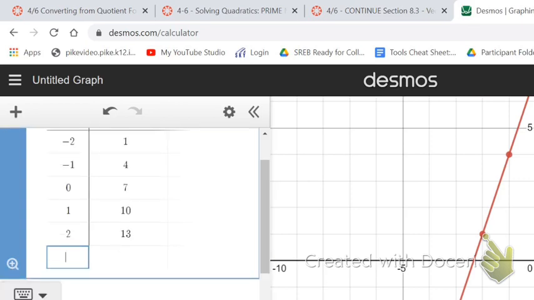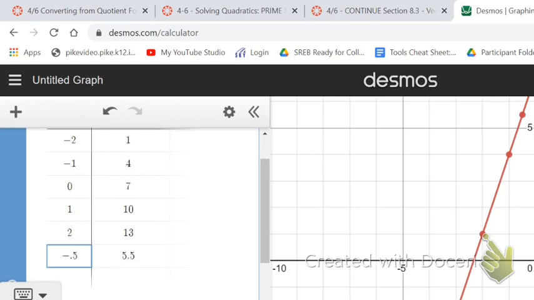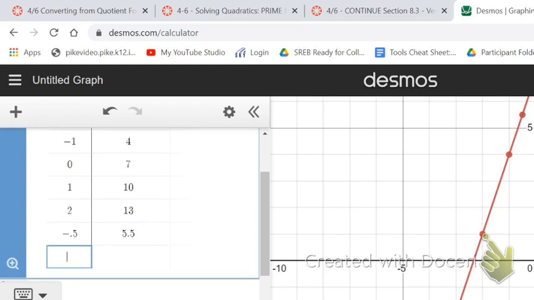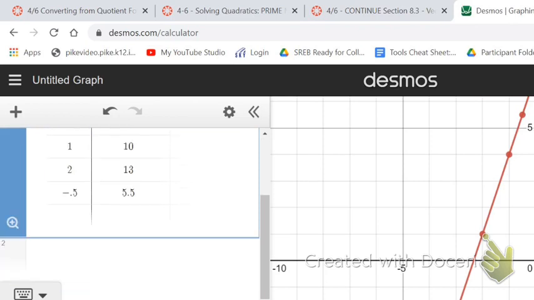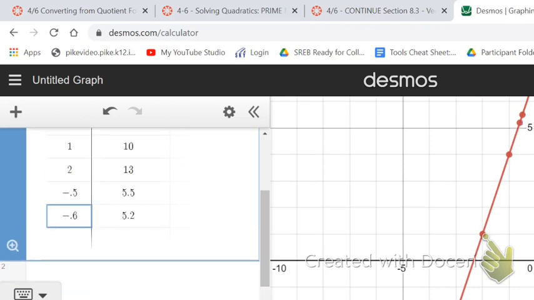Like, well, I know it needs to be in between -1 and 0, so maybe I do negative 0.5. That gets me 5.5. That's pretty close. Still want it a little bit smaller, so I probably want to go closer to -1. So maybe I do negative 0.6. That gives me 5.2.